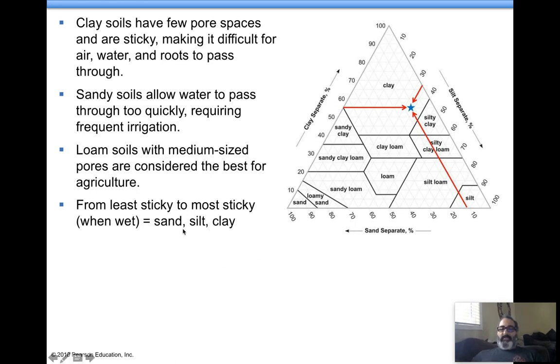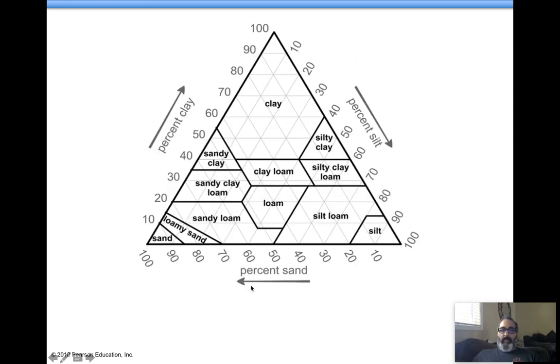So least sticky to most sticky, sand to clay. Clay is very sticky. Things can't even pass through it. So here's how the chart works. If something falls right here where my pointer is, we would start with the first one, clay.